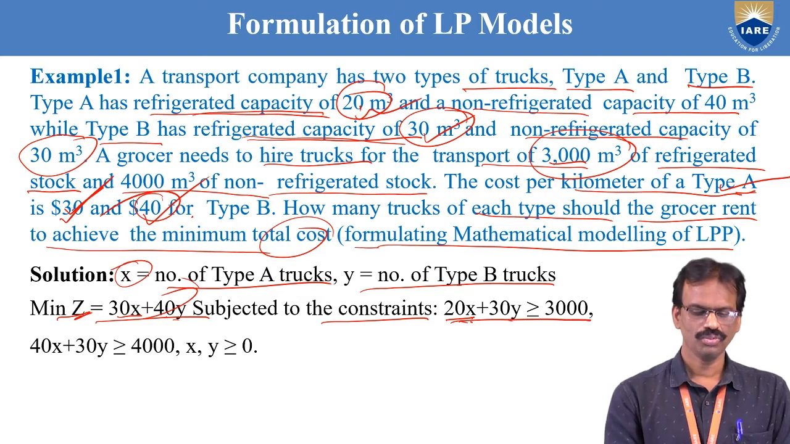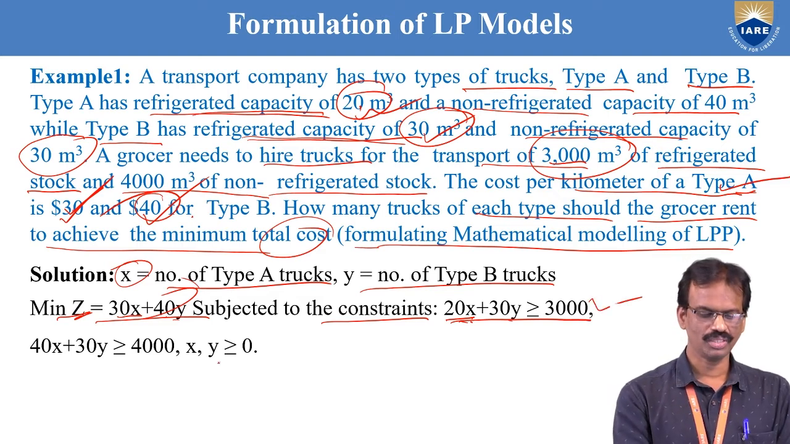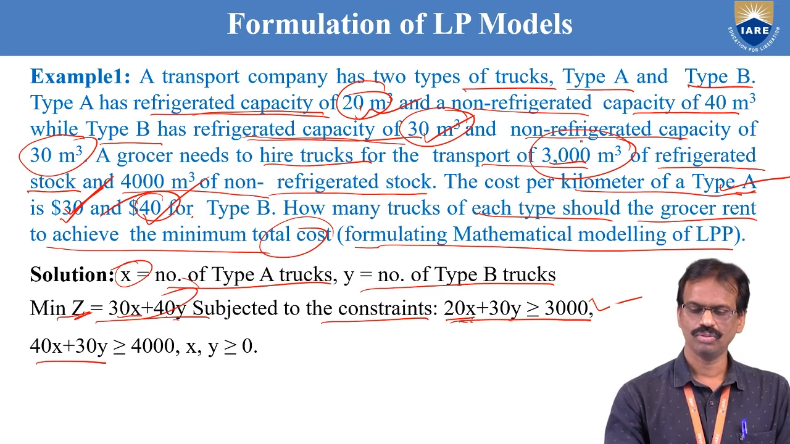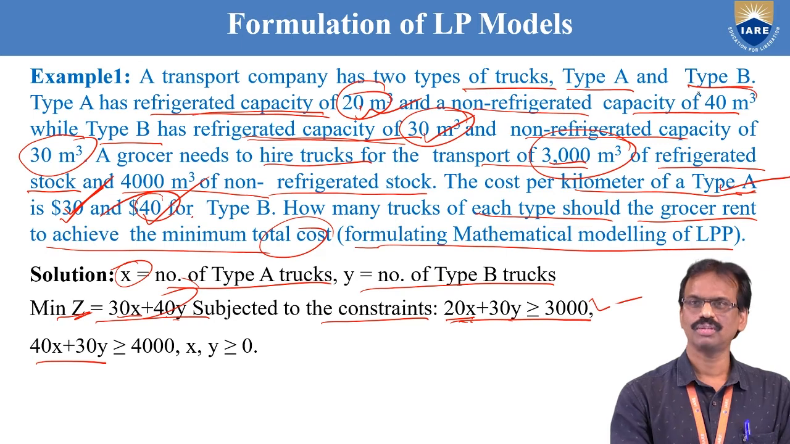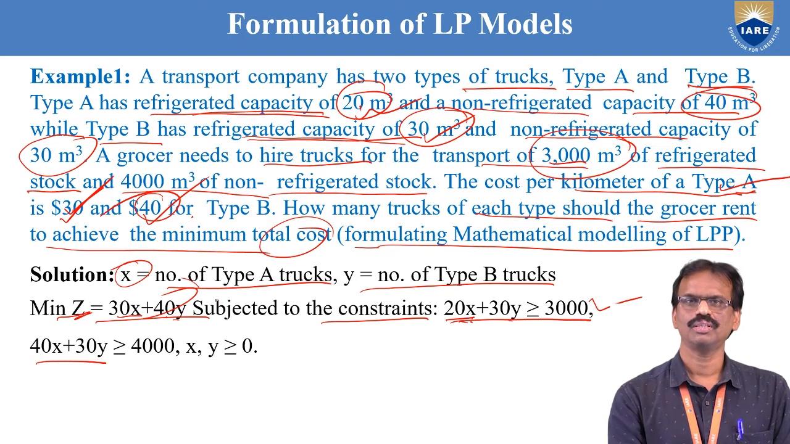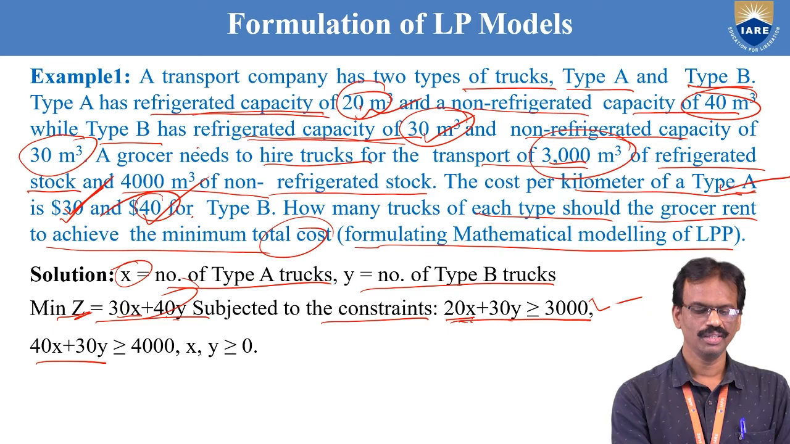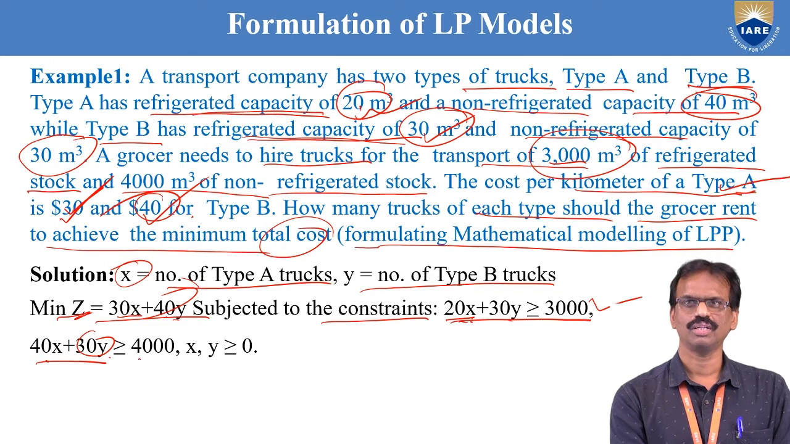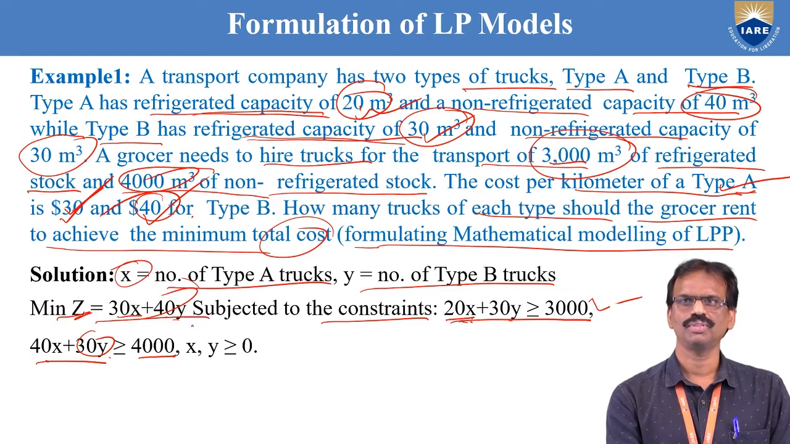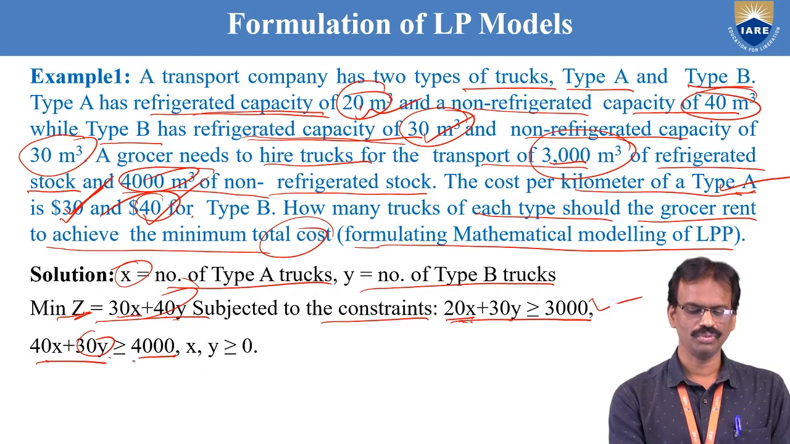the refrigerated stock. In this way, now for the non-refrigerating stock, the non-refrigerating capacity is 40 meter cube for type A, and 30 meter cube for type B. So 40 into x plus 30 into y is greater than or equal to 4000 meter cube of the non-refrigerated stock.